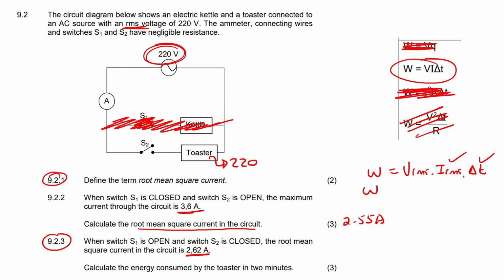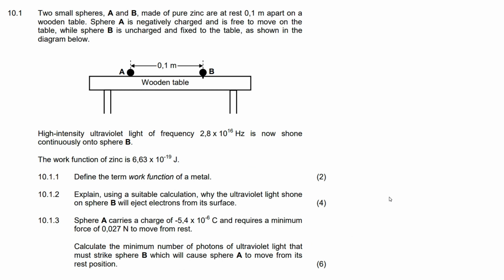So then we can literally just say W is equal to 220 multiplied by 2.62 multiplied by the time, which is 120 seconds, must be in seconds, and this will give us 69,168. Now this is energy, which is joules.